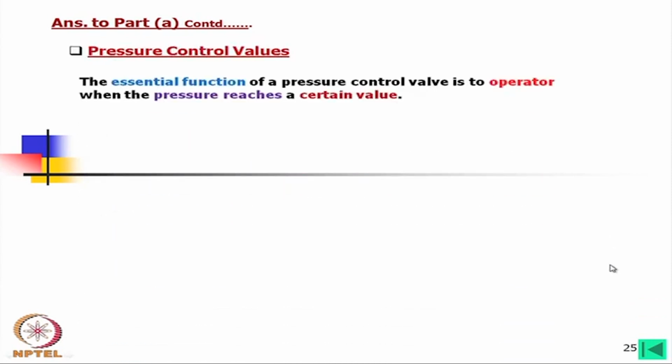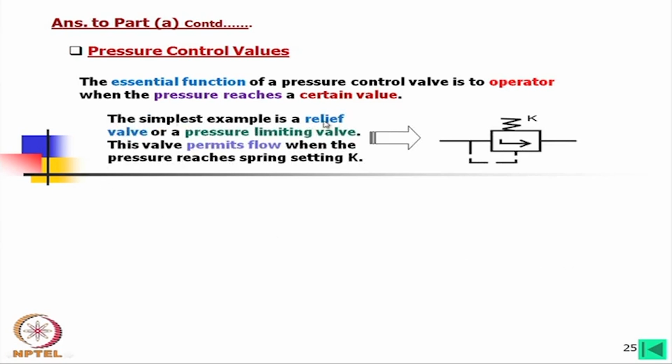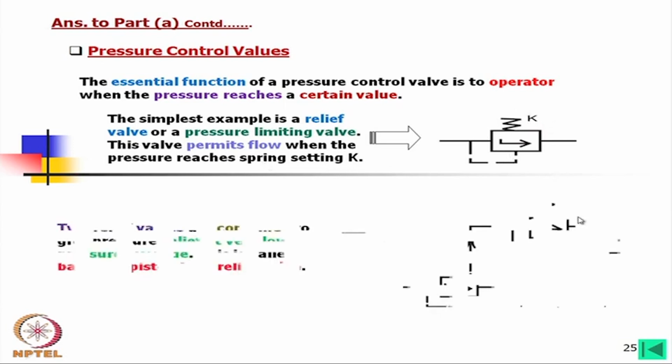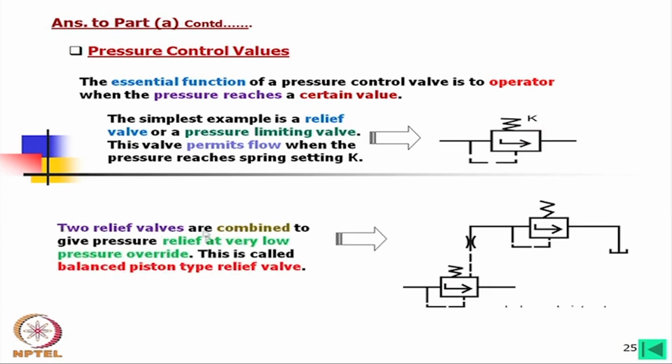Now, pressure control valves. The essential function of a pressure control valve is to operate when the pressure reaches a certain value. The simplest example is a relief valve or a pressure limiting valve. This valve permits flow when the pressure reaches the spring setting K. Two relief valves are combined to give pressure relief at very low pressure override. This is called a balanced piston type relief valve.